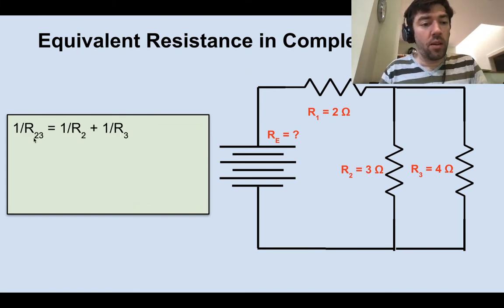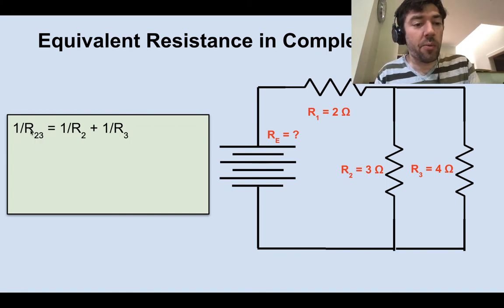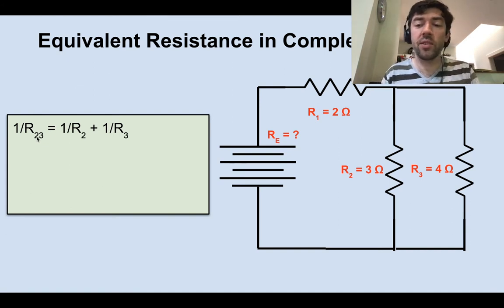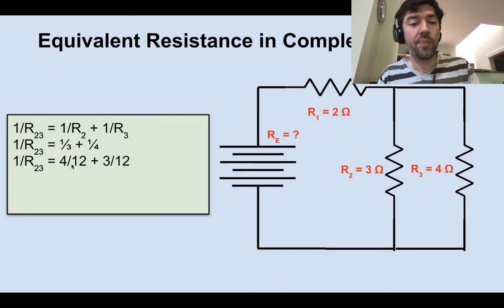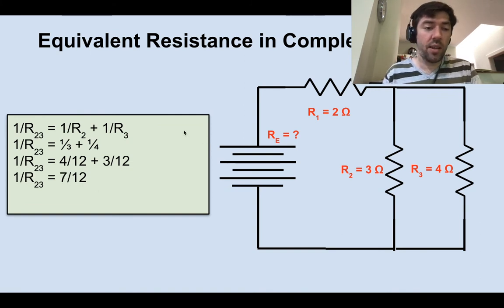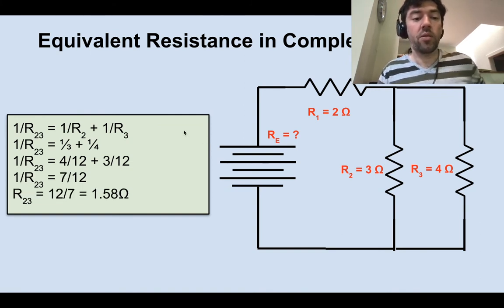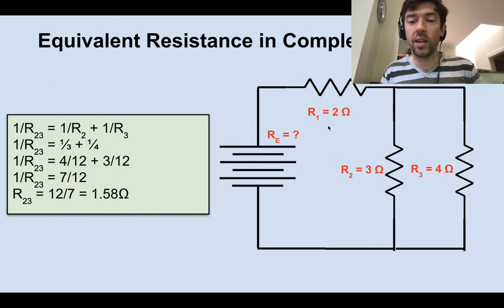So let me just first point out that when I write R23, this is not 23, it's 2 and 3. So the equivalent resistance of resistors 2 and 3 is equal to 1 over R2 plus 1 over R3. Plug those numbers in, find the common denominator, 12. Change the numerators appropriately. You need to know how to do that. Add up the numerators, and then flip the whole thing around. So the equivalent resistance of these two parallel resistors is 1.58 ohms.